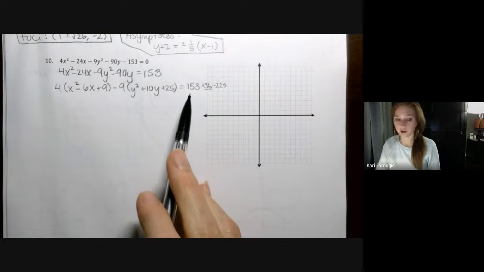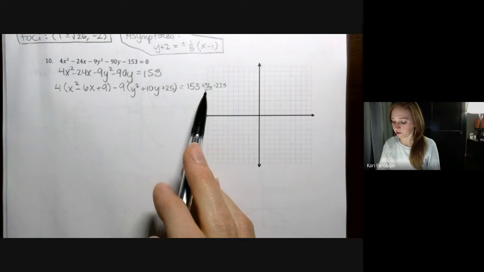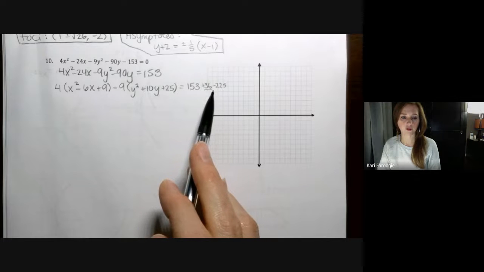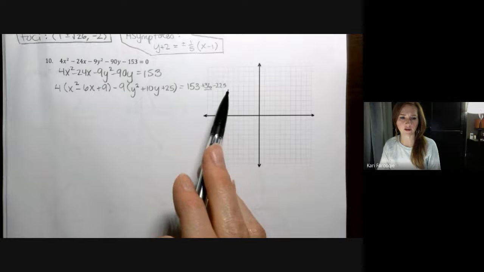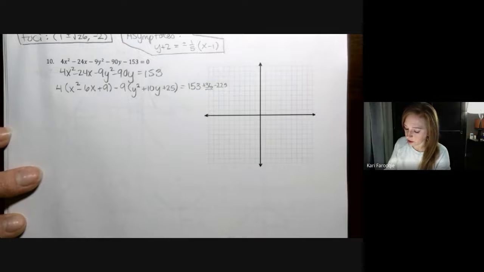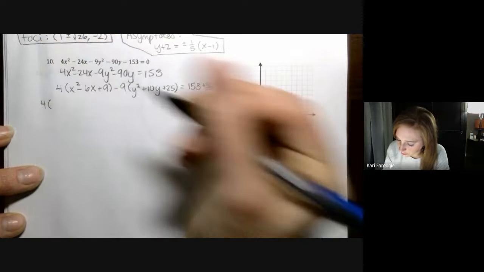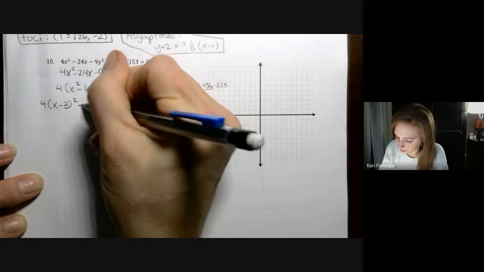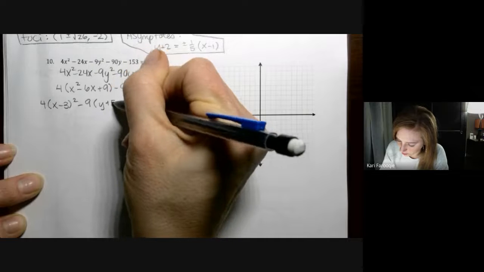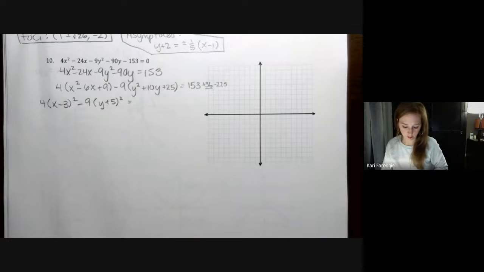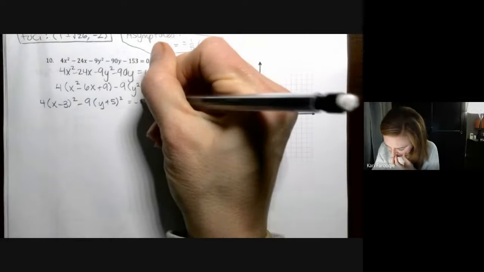So on the right-hand side, you have 153 plus 36 minus 225. Now, if you're wondering, this quantity is negative, what's happening? That's good. This is going to be very instructive. Let's go ahead and complete the square on the left, simplify on the right. (x - 3) squared minus 9 times (y + 5) squared equals 153 plus 36 minus 225, negative 36.